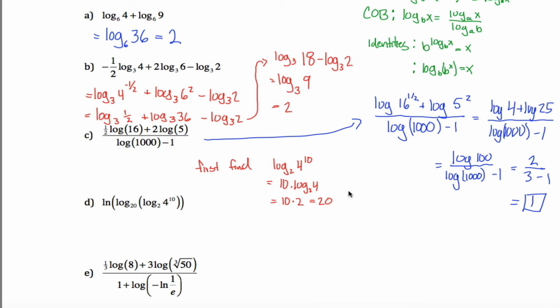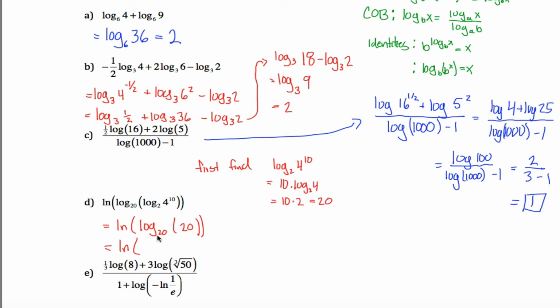So now that I have that, I'm actually down here, so I don't need to pop back up. Now what I have is the natural log of the log base 20 of, and then instead of log base 2 of 4 to the 10th power, well, I figured out that's 20, so I can just throw a 20 in right here. Okay, so what is the log base 20 of 20?